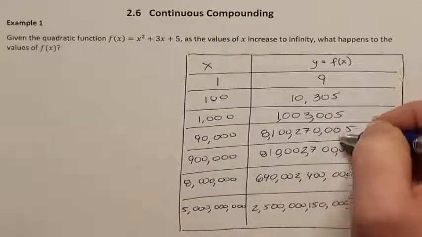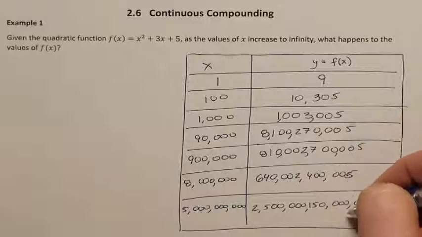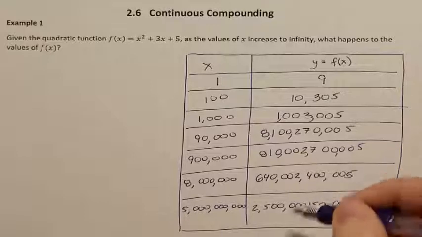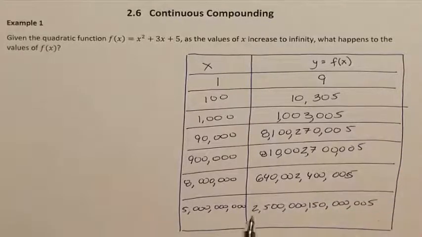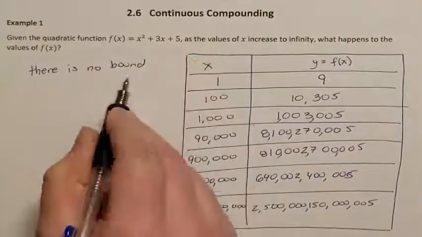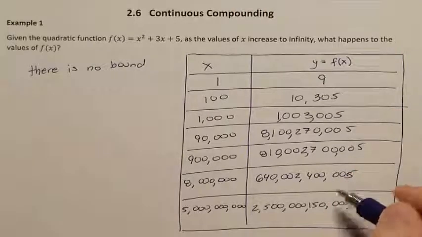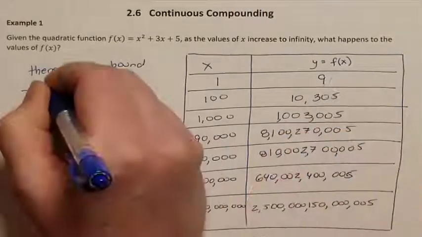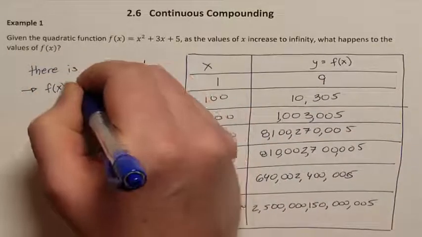I see they're getting bigger and bigger, and it doesn't look like it's going to be landing on any one number soon. They're not getting close to anything. They just keep getting larger and larger and larger. So it looks like the answers are also going to infinity. So I notice that there is no bound. It's not getting closer to one specific number in question. This means that your answers for f of x have no limit.